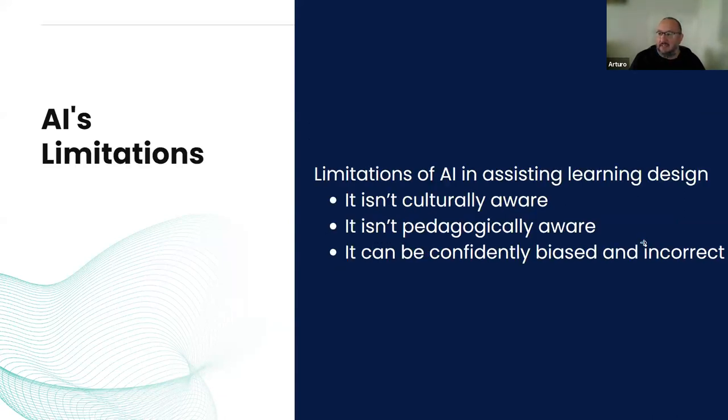But what we've also found is that there are challenges and limitations to AI. AI isn't culturally aware. We know that there's a lot of potential bias in AI output. We also know that it's not pedagogically aware by default. So any output provided by these models isn't produced with learning in mind, and that's something that as designers, we have to be cognizant of.